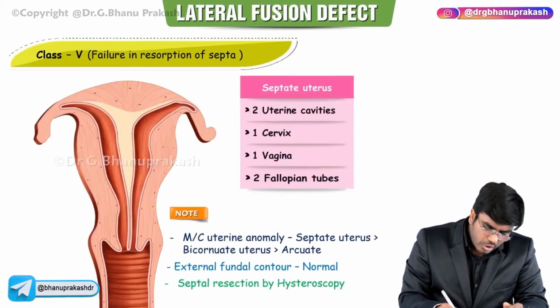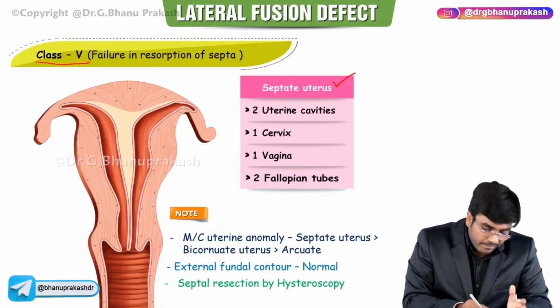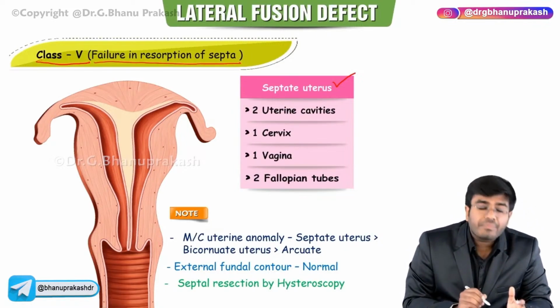Now let's talk about the septate uterus. See, it is a class 5 anomaly, where there is failure in the resorption of the septum.